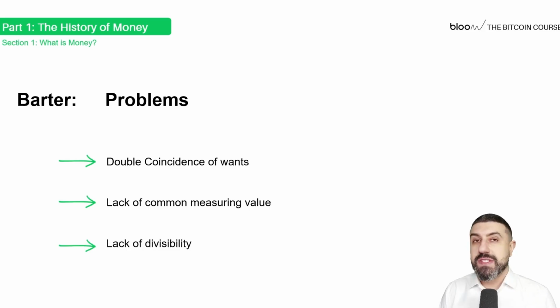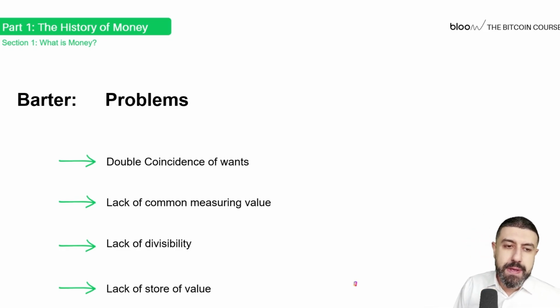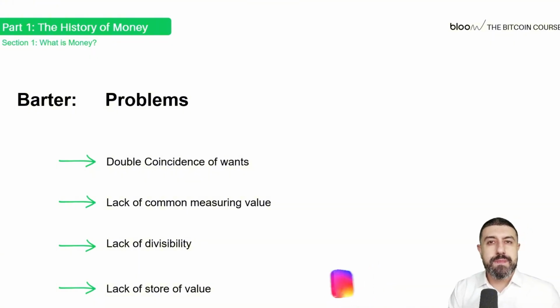There's also the lack of divisibility. If you make shoes and you want an apple, well, can you just trade half a shoe? Not really. So again, another problem with trading goods and services directly for goods and services. And then the lack of store of value. If you have apples, well, you got to exchange them right away because they're going to go bad. It's a perishable good. So all of these problems here are related to barter.